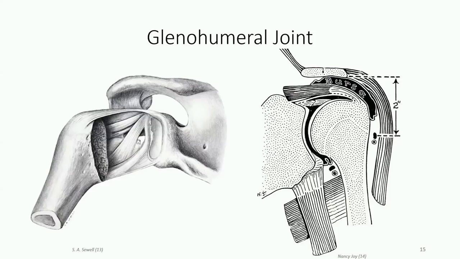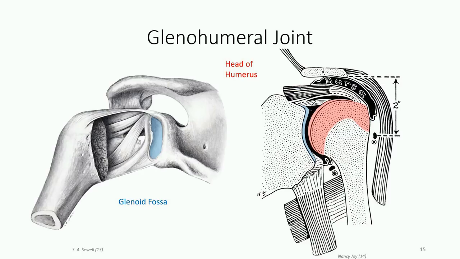The glenohumeral joint is what we traditionally think of as the true shoulder joint. It's a synovial ball and socket joint formed by the convex humeral head and the shallow concavity of the glenoid fossa. This architecture makes the shoulder highly mobile, permitting movement in all planes of direction, but also highly unstable due to the limited contact between the articulating surfaces.